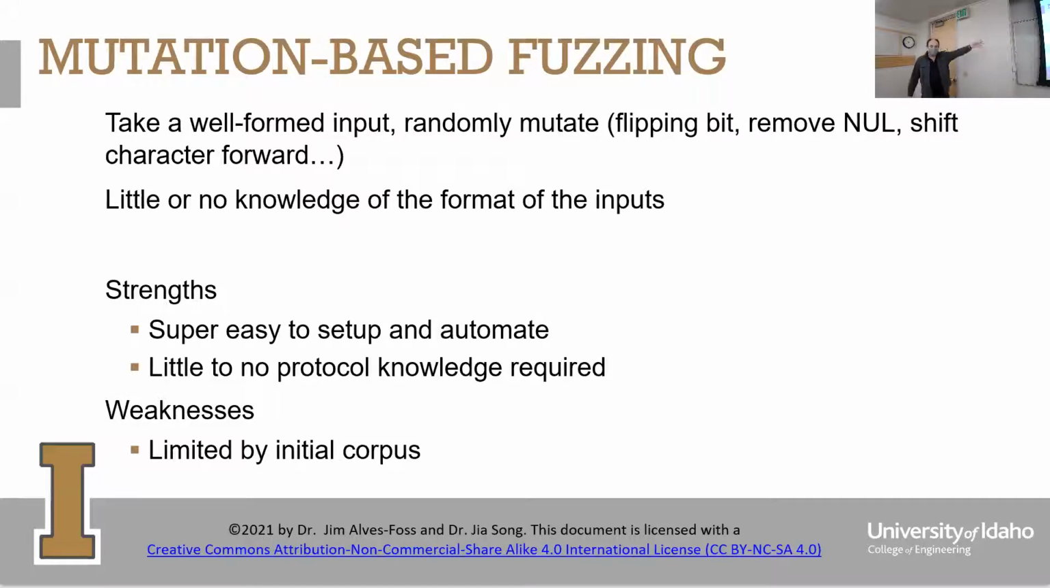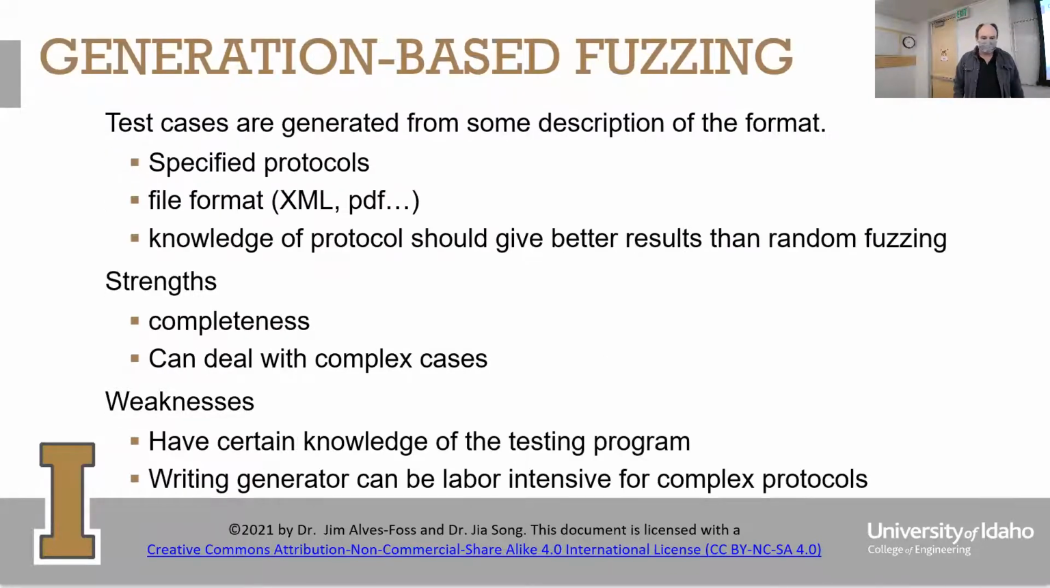So anyway, mutation-based, we have little or no knowledge of the format of the input. We just know what they look like, and we change them. Super easy to set up, super easy to automate, little or no protocol knowledge required. So it works on a wide range of programs, limited by your initial inputs. If you don't have the valid set of possible inputs, you can't run the output. So just think about these things when you move on and do your own testing and developing in the future.